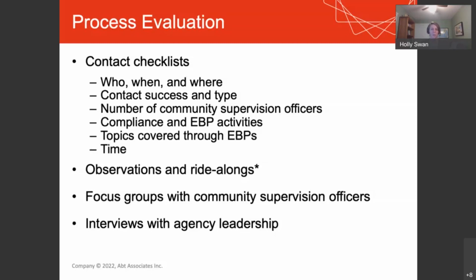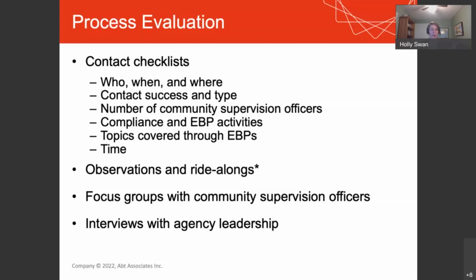Essentially, for these, we're asking officers for every contact that they have with the people they supervise, regardless of their condition and regardless of where the contact occurs, we'd like them to complete the checklist. The components we're capturing on those checklists are listed here. We incorporated these in our initial study, and we had great success implementing these. They were well received, and we got a lot of really good information. So we're looking forward to collecting more of that data.